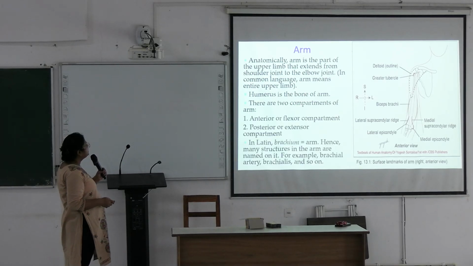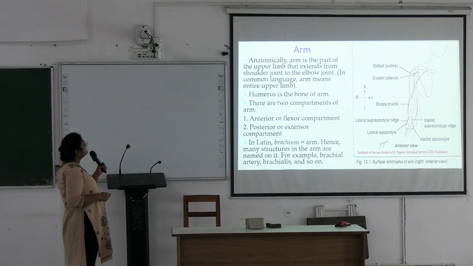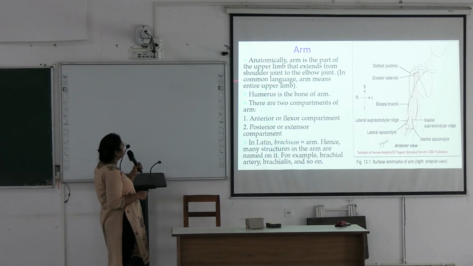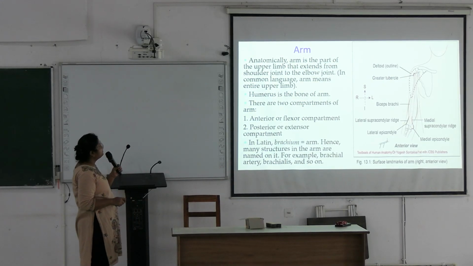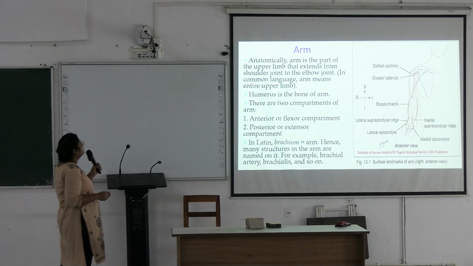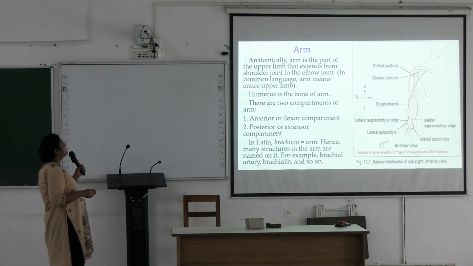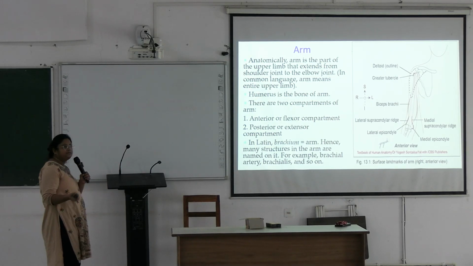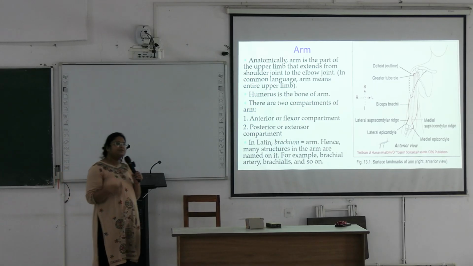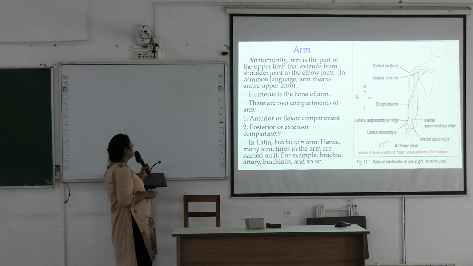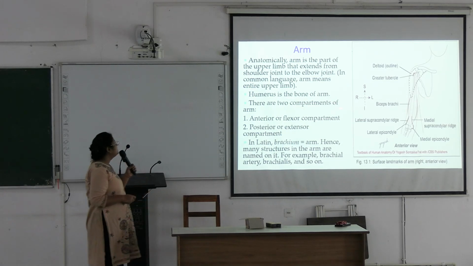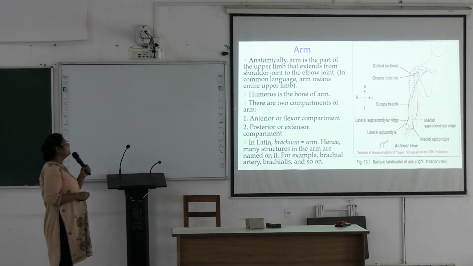Next, we are going to discuss the arm. Arm is the part of the upper limb that extends from the shoulder joint to the elbow joint, from here to here. This is the arm. In common language, arm means the entire upper limb, but the entire upper limb is not considered anatomically as an arm. Humerus is the bone of the arm, and there are two compartments of the arm.